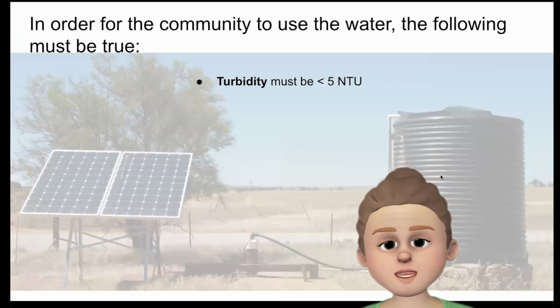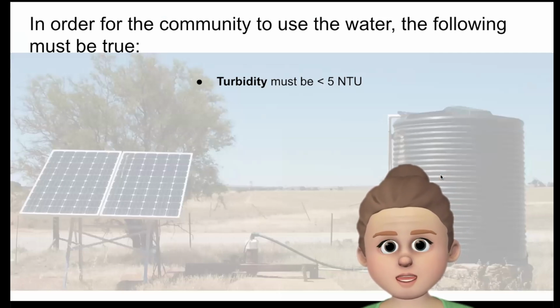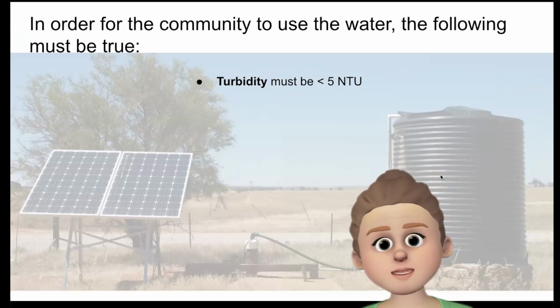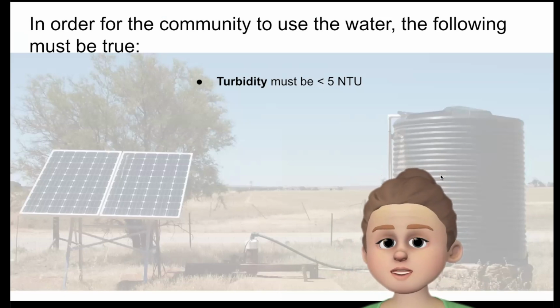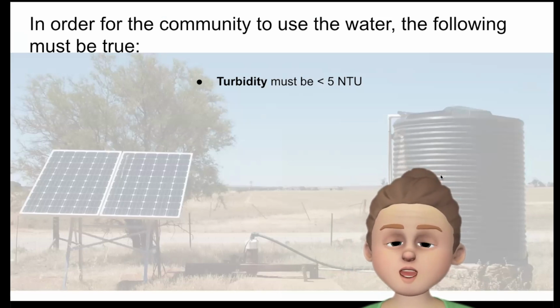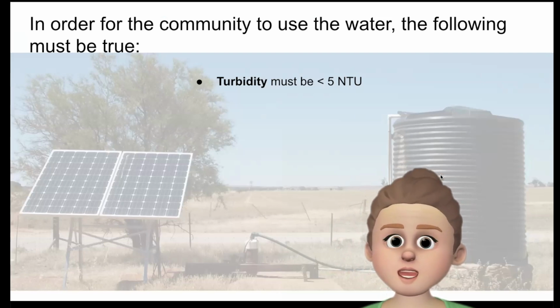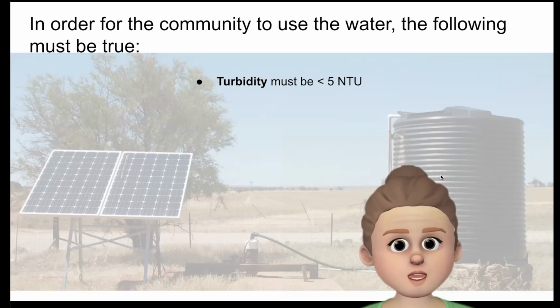And so one of these conditions that we will look at and use MATLAB to figure out when the water can be used for drinking is that the turbidity must be less than 5 NTUs. Turbidity is a measure of how much sediment or particles are in the water. And in general, the more particles and sediment in the water, the higher the likelihood that there are pathogens that can make you sick. So this standard is in place for drinking water.